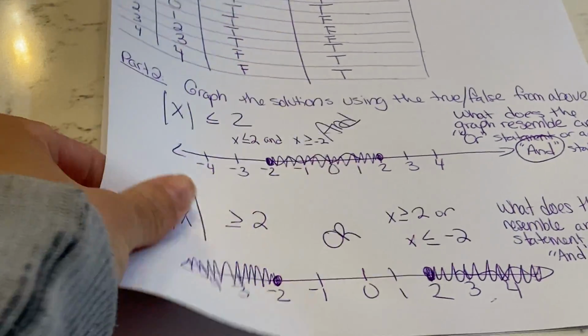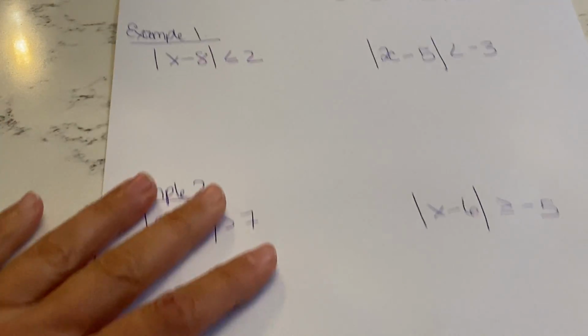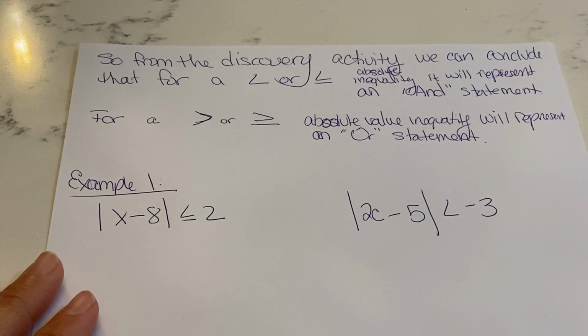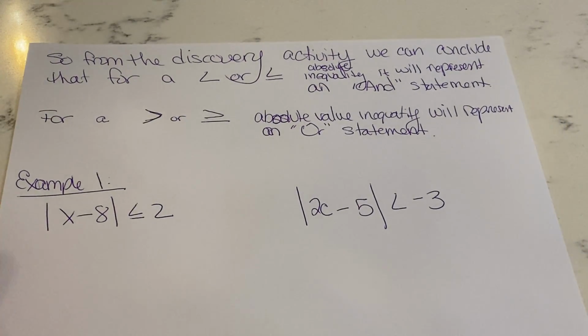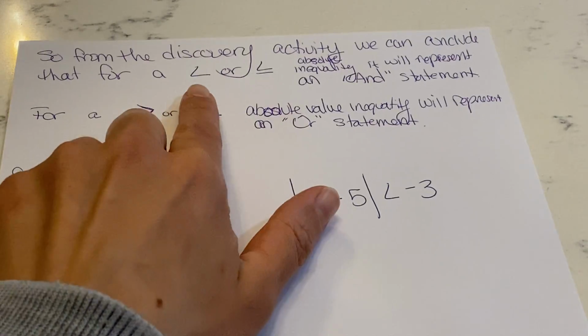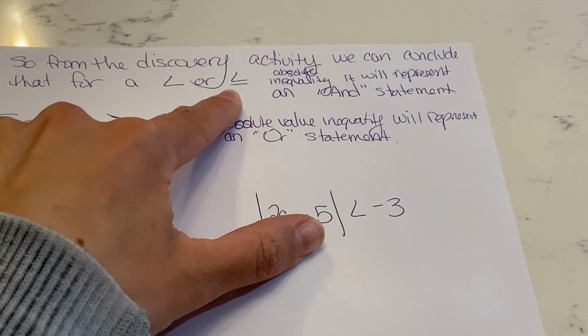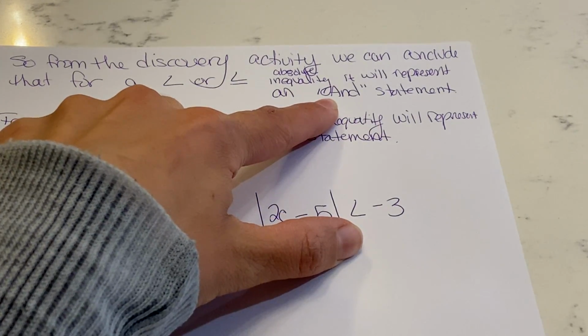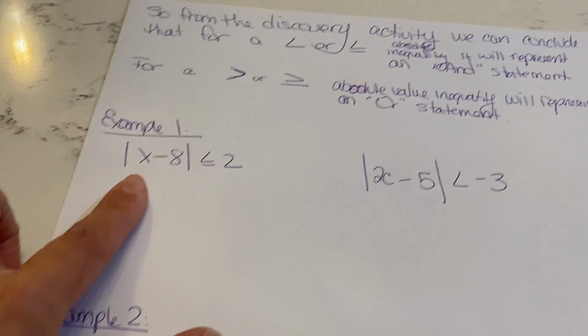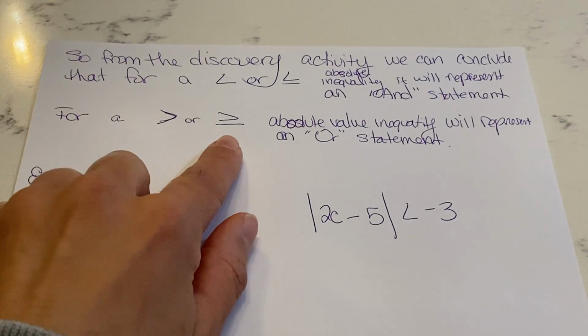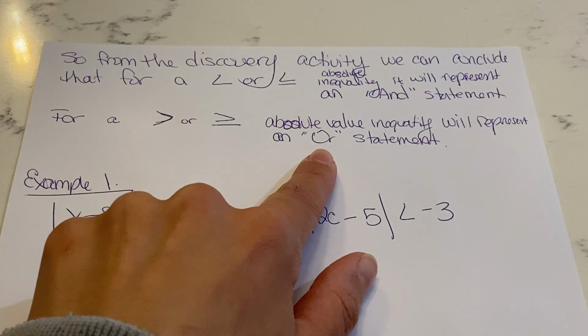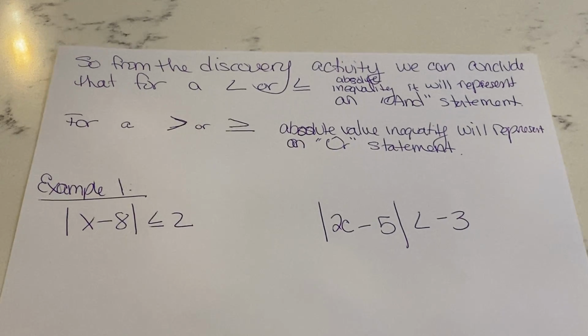Okay? So now let's do more examples. Let's just recap what we got from the discovery activity. What did we conclude? That when we have a less than or equal, it represents an and. When we have a greater than or equal, I'm going to have an or statement. All right? So let's look at example 1.